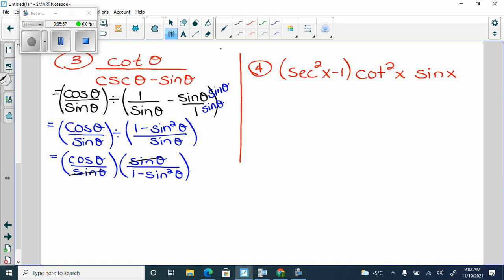But, like Shane said, we could change it to this being all over cos squared theta. It'd be cos times 1, which is cos, and then 1 times 1 minus sine squared theta, which is cos squared theta. Then these cancel, and what am I left with on the top? 1 over cos theta, which is actually secant theta.